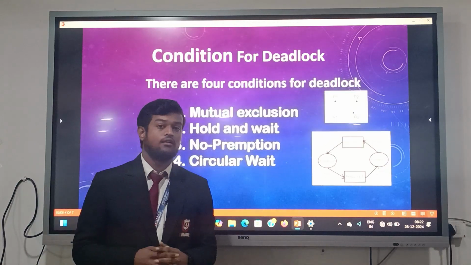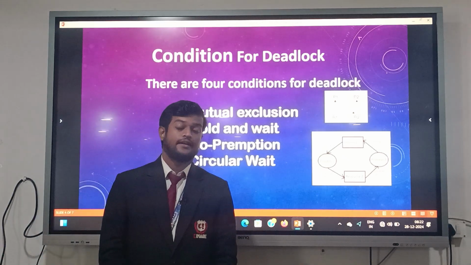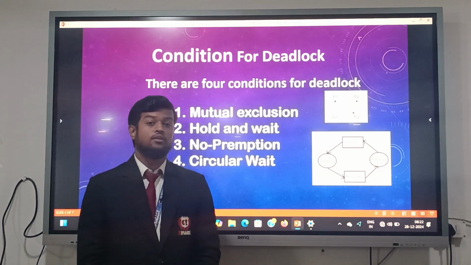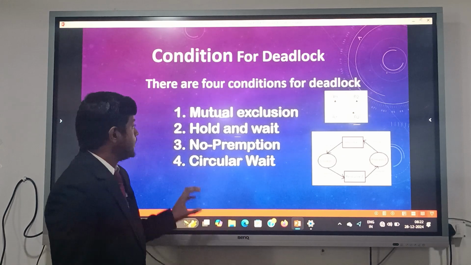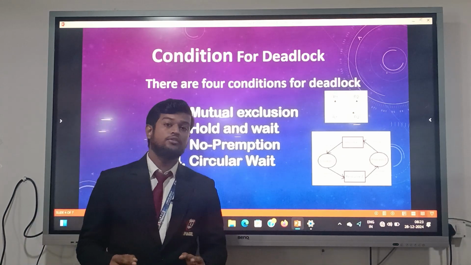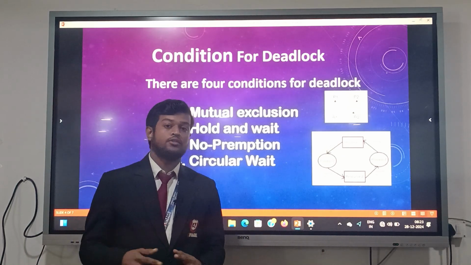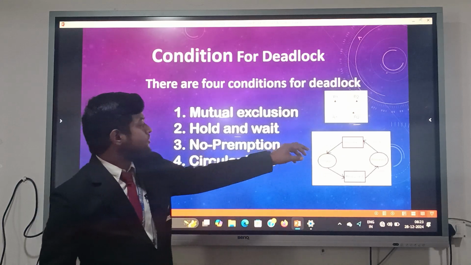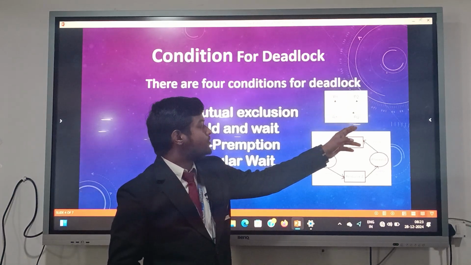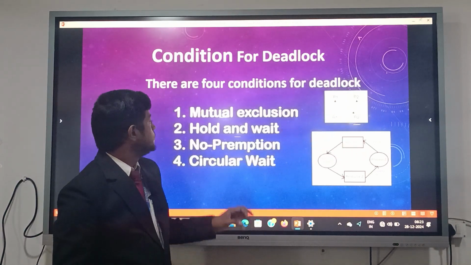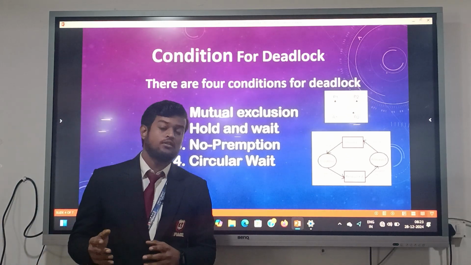we know the conditions of deadlock. There are four conditions for deadlock. First is mutual exclusion, second is hold and wait, third is no preemption, and fourth is circular wait. In mutual exclusion, the resource has to be allotted to one specific process, P1. As you see in this diagram, resource R1 is assigned to P1, and P1 is requesting R2, and R2 is held by P2. In hold and wait, the process is holding resources and waiting for other resources.